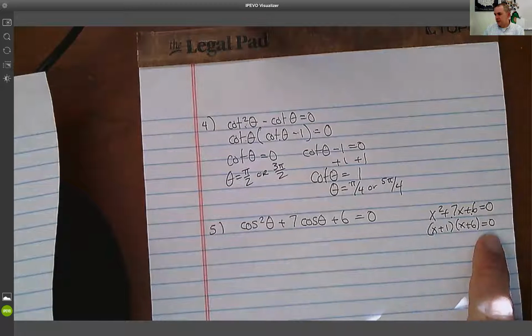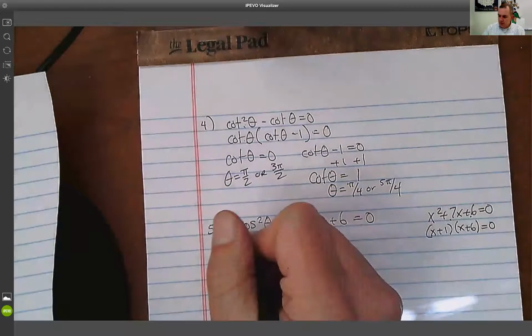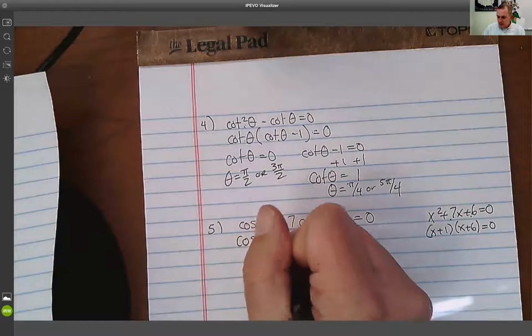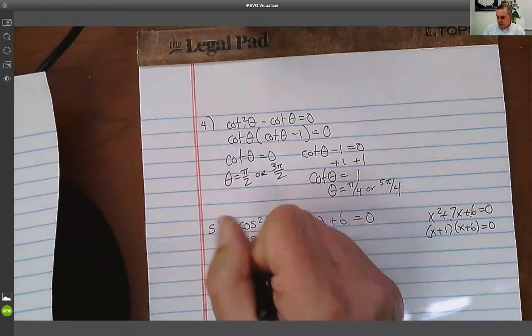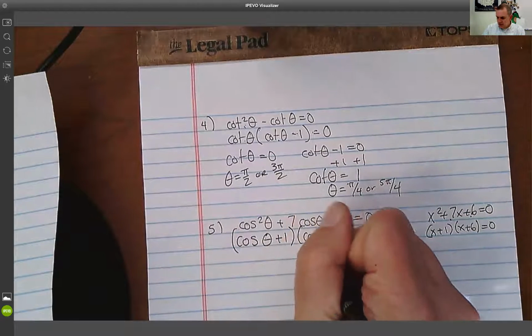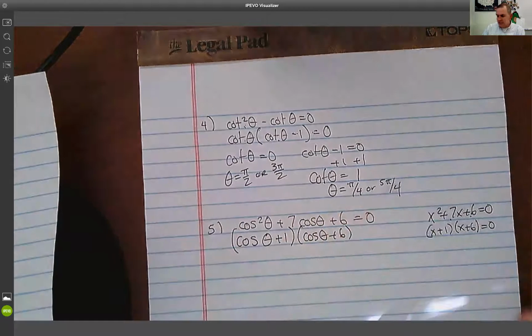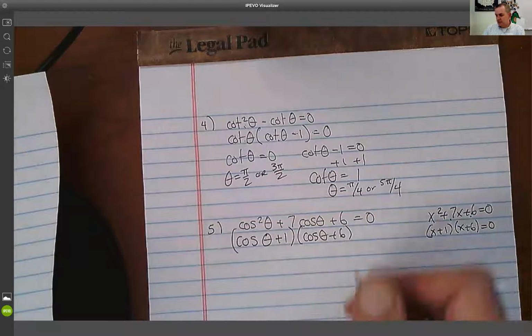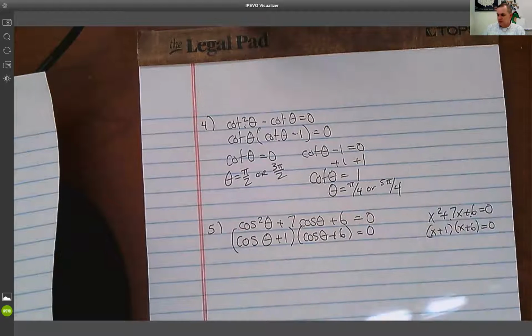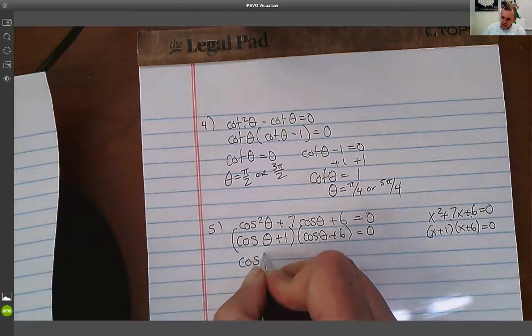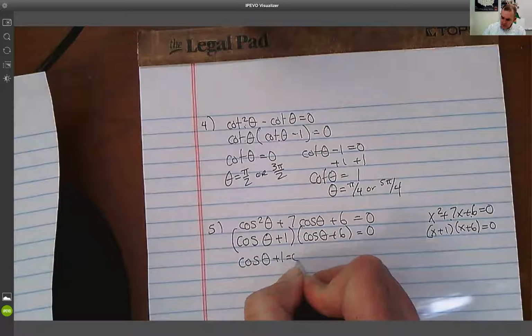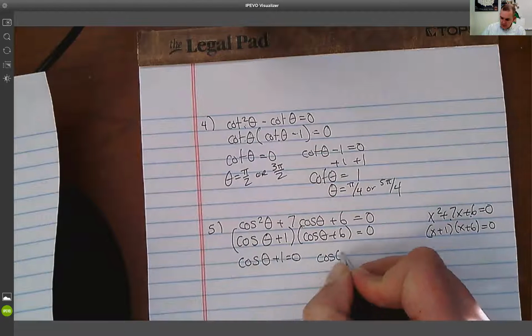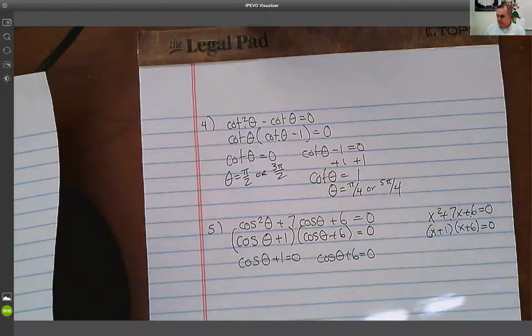So that's how I'd factor this one. This is factored the exact same way. It's going to be cosine theta plus 1 times cosine theta plus 6. Like I said in class, if you ever have trouble with the trig, just rewrite it as algebra and kind of look at it as algebra. That equals 0. So I'm going to set cosine theta plus 1 equal to 0. I'm going to set cosine theta plus 6 equal to 0.